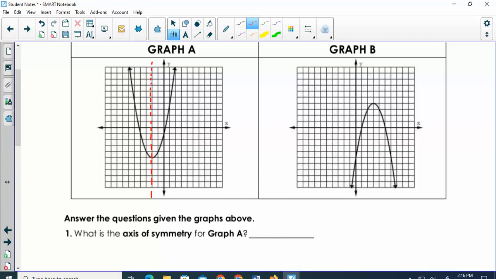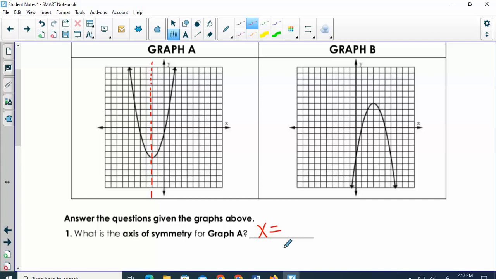So, what's the equation of a vertical line? Is it x equals or y equals? X equals. So, if I ask for the axis of symmetry, it's a line, so you have to give me the equation of a line. So you have to say x equals, and then we're just looking at what is the x value right there.